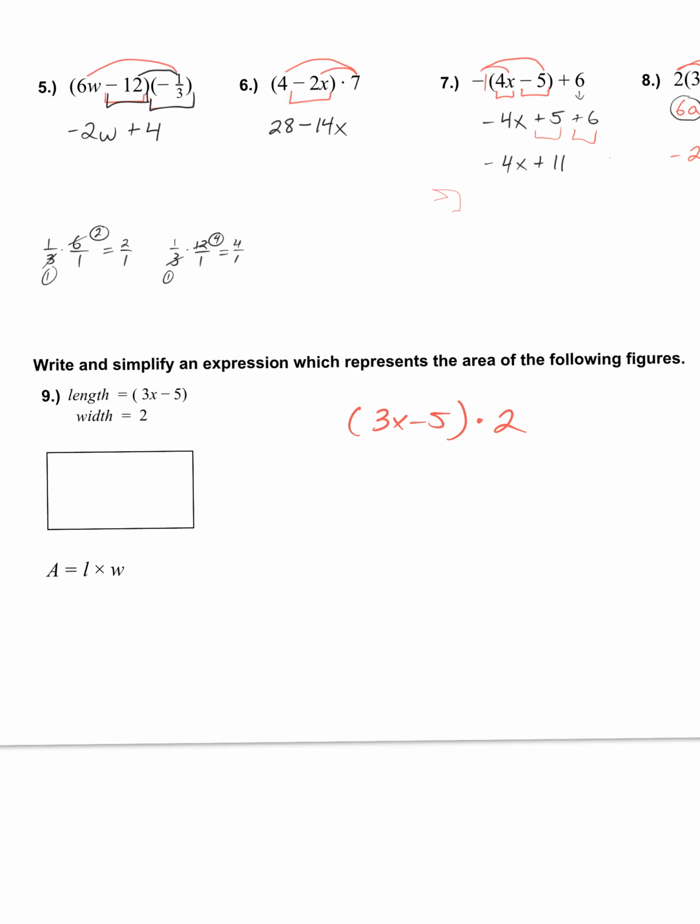Our instructions say we want to simplify it, so that means we have to apply our distributive property here. Let's first distribute that 2 to the 3x. 2 times 3x gives us 6x. And then we are going to multiply 2 times negative 5. Remember that negative sign sticks with the 5. So 2 times negative 5 is negative 10. So our second term gets written as minus 10. Negative 10 and minus 10 are the same thing.